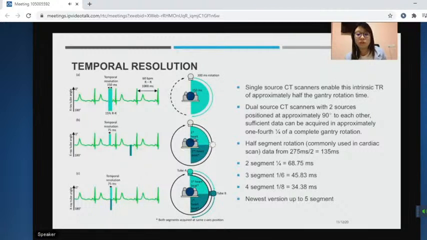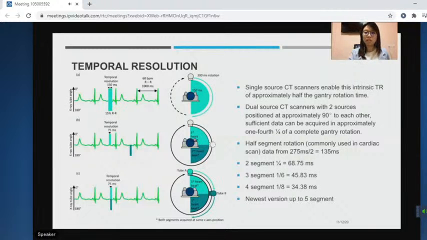With the combination of high pitch, it actually helps a lot in CTA scanning. But of course, with single source CT, we have another algorithm to use, which is segmentation. Other than half segmentation, you can choose 2, 3, 4. Even now, we have 5 segmentations to use, which will cut the temporal resolution down to the lowest, about 35 milliseconds.